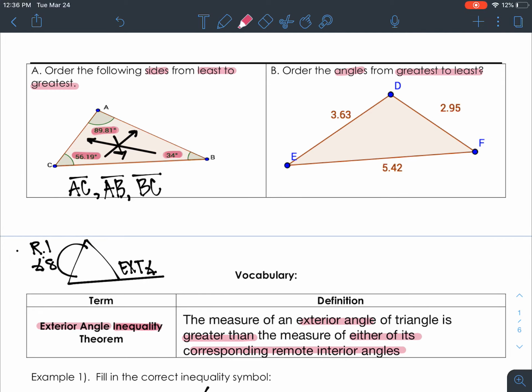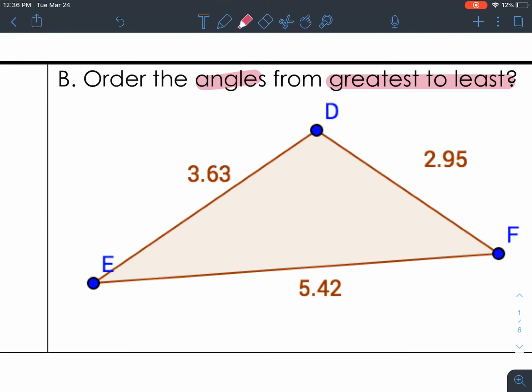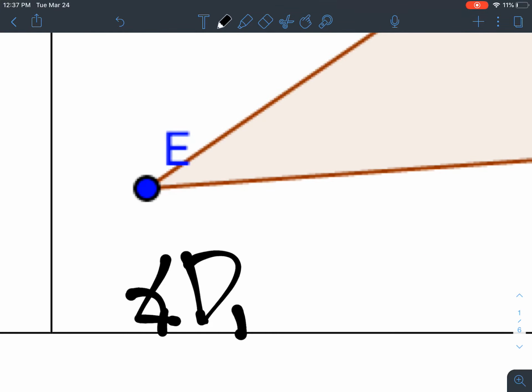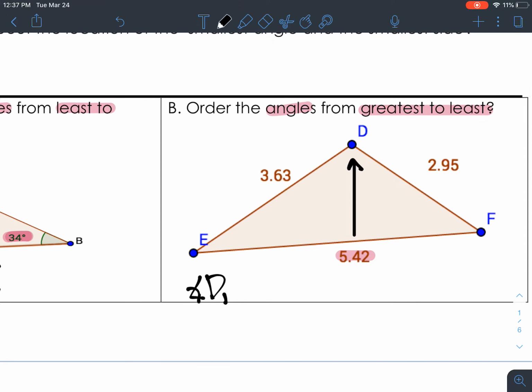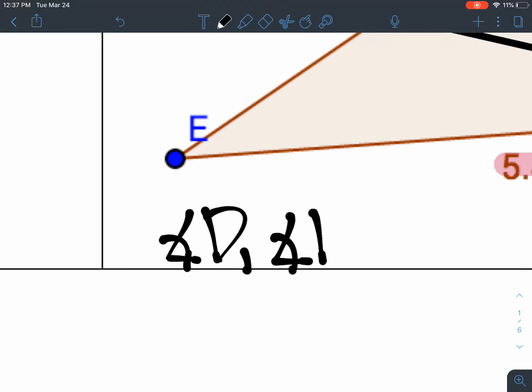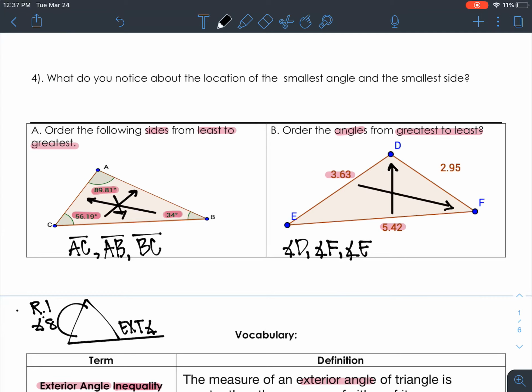So same idea here, where in order to order our angles, we're actually looking at our side lengths. And so if I wanted the biggest angle, I'm going to identify the biggest side, which is the 5.42, all right? And so then if you go opposite of that biggest side, angle D has to be my biggest angle, okay? Same idea, I go to my next biggest side, which is the 3.63, go opposite of that, and that has to be my second largest angle, so angle F, which means that angle E has to be my smallest angle. Not bad, okay?